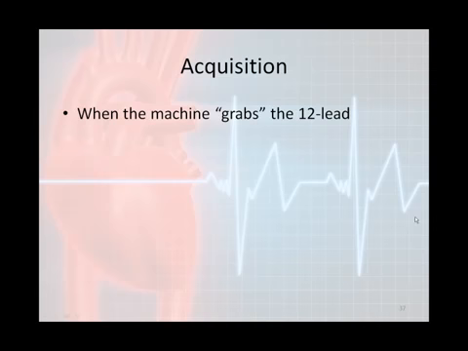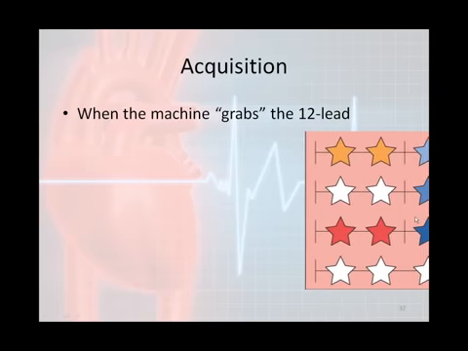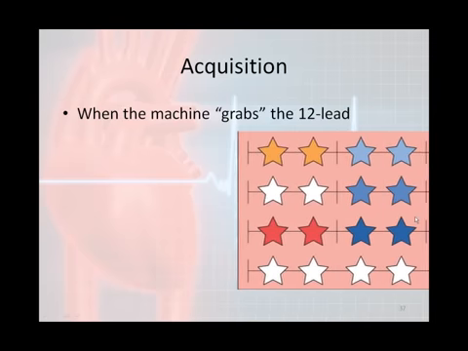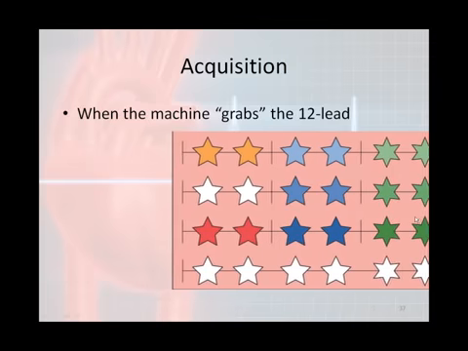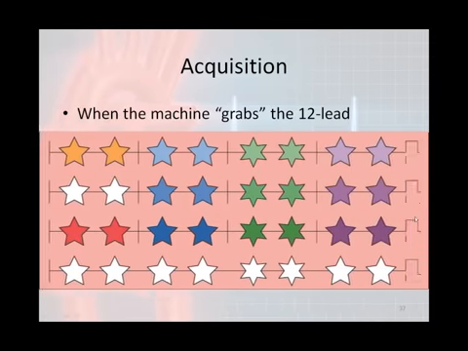As the picture comes across the screen, the stars that appear horizontally, to the left and to the right, are complexes that occur as the heart is beating in real time. As the stars appear vertically, up and down, that is the exact same single complex in 3 to 4 different views or leads. If you were to look at lead 1, for example, up here would be lead 1. You have an orange star in lead 1, a white star in lead 2, and a red star in lead 3.